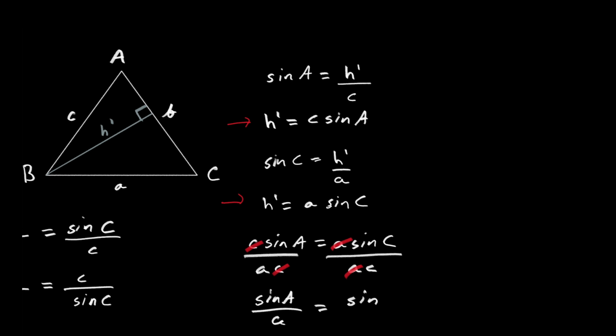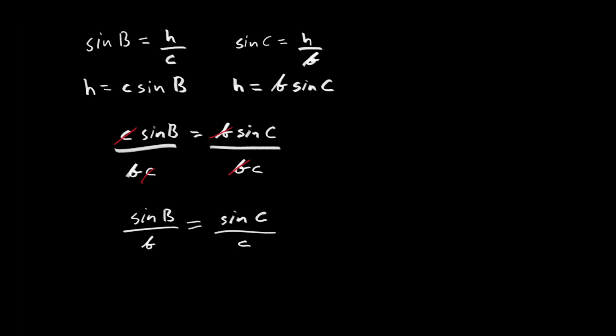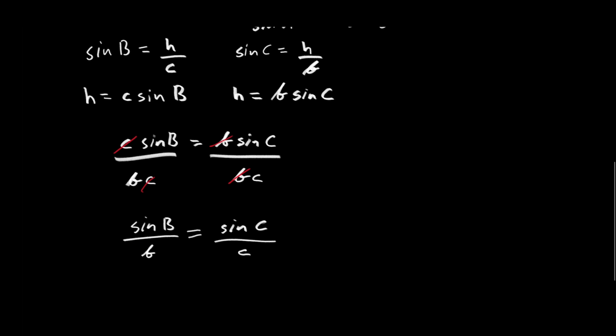is equal to the sine of the angle C over its side length C. Which means we can go back down to this equation, and we see sine A over A is equal to sine C over C, and we have sine B over B equal to sine C over C, so both of them are equal to the sine of the angle C over the side length C. So we can write that the sine of the angle A over A is equal to the sine of the angle B over its corresponding side length B, and similarly for the angle C and its side length C. So that completes the proof of the sine rule.